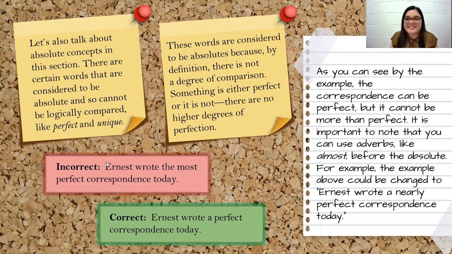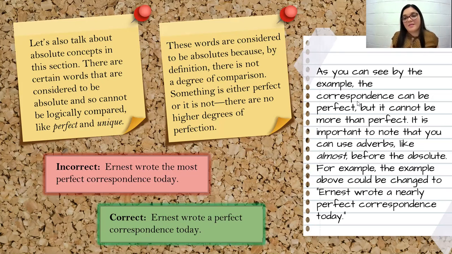So here you have an example. Incorrect: Ernest wrote the most perfect correspondence today. That's incorrect. That is illogical, or that is a mixed construction. You have mixed the construction for a positive adjective and you have used the superlative form of the adjective when it doesn't have a superlative form. Correct version of this one: Ernest wrote a perfect correspondence today.